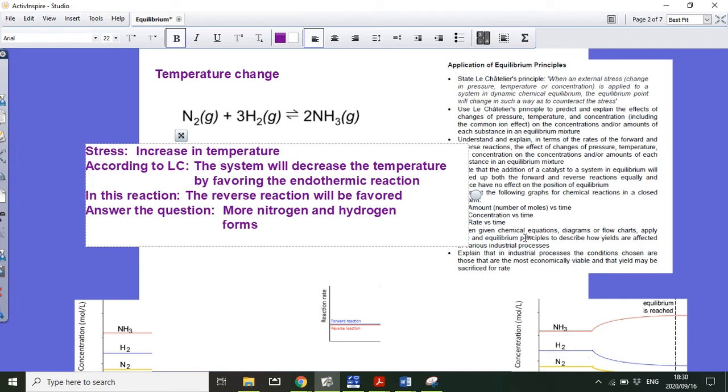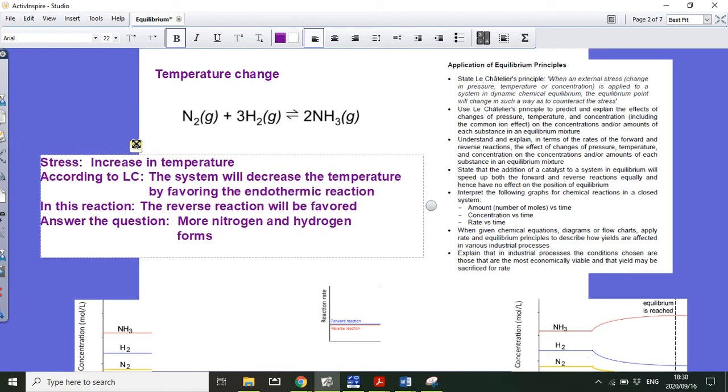There we go. So first, stress. Second, what will the reaction do? And then you look at the reaction. So please do it like this.